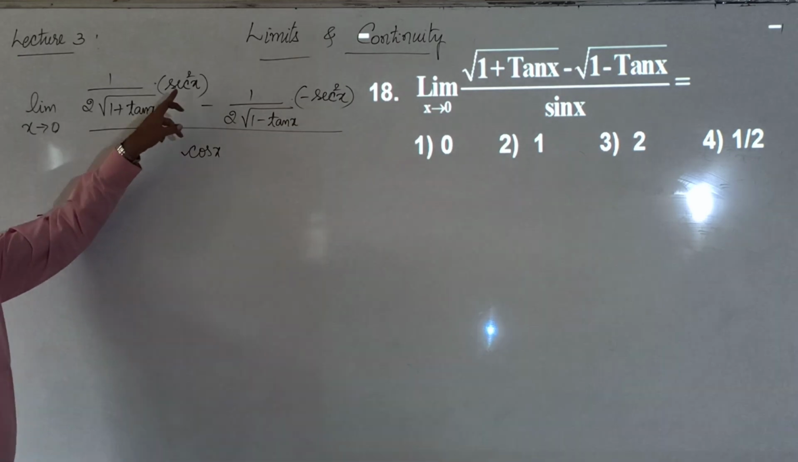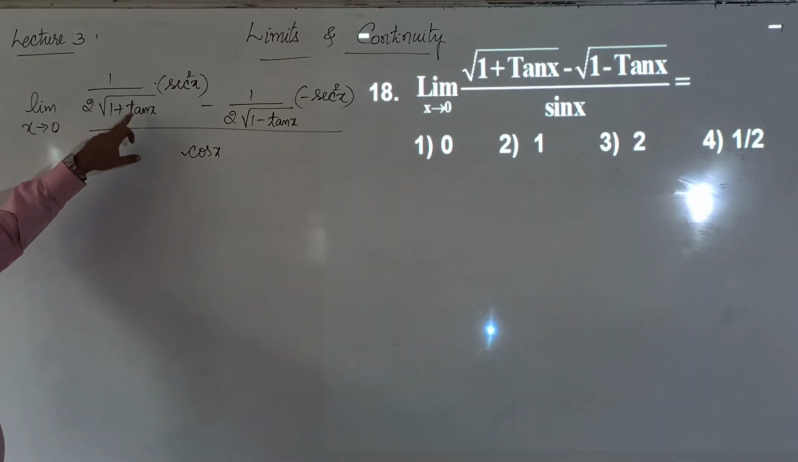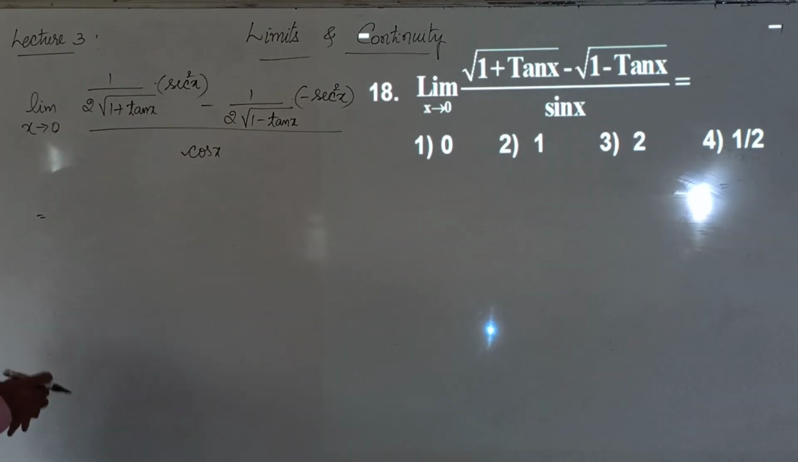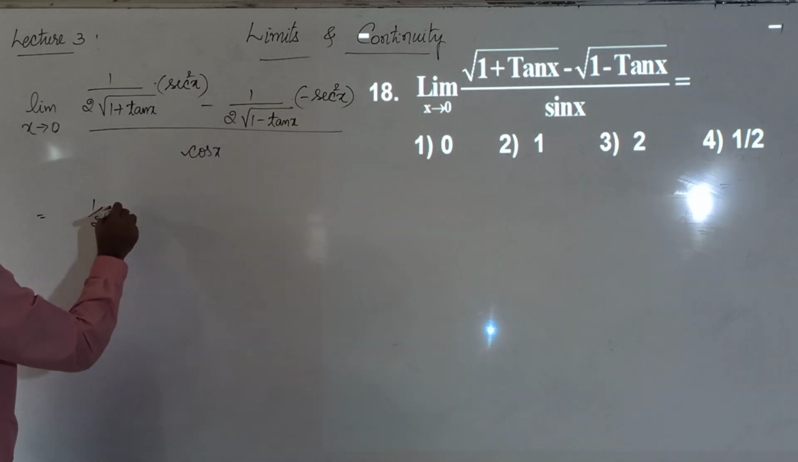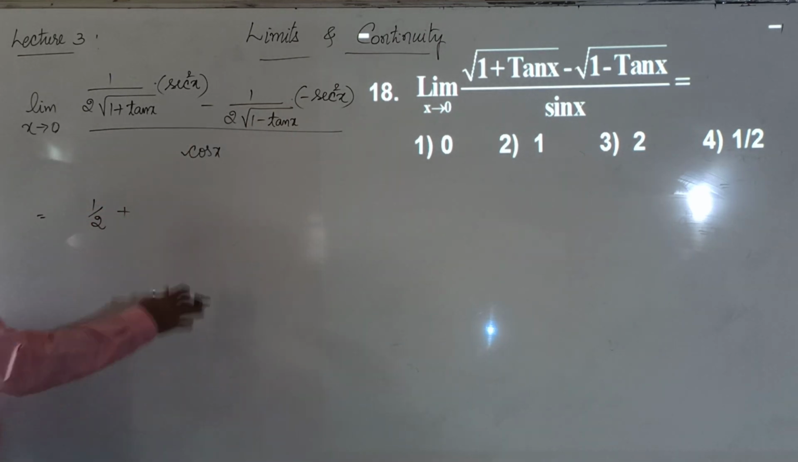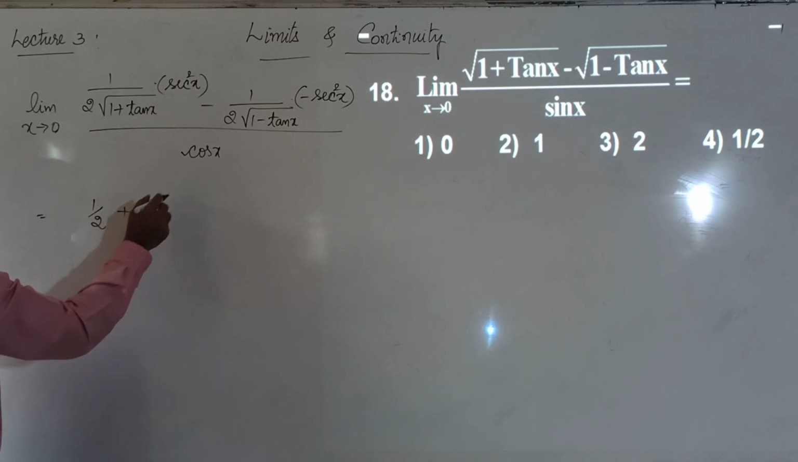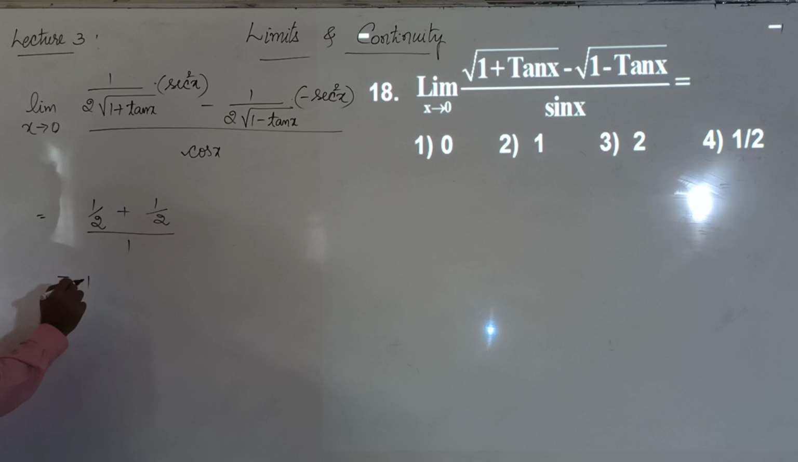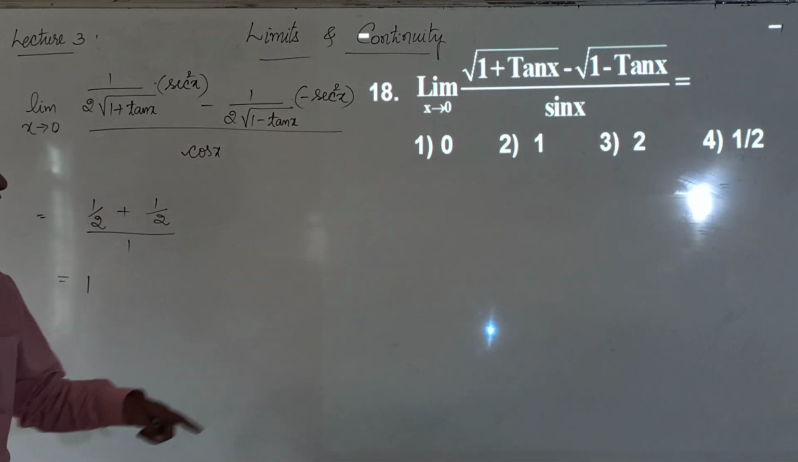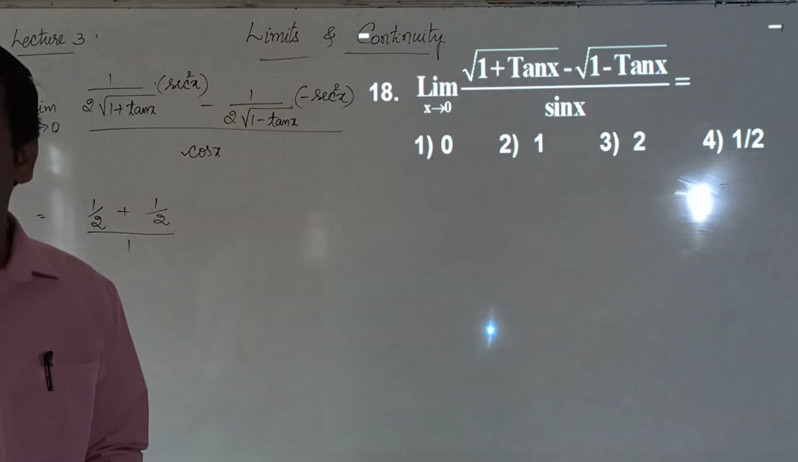Secant square 0 is 1, tan 0 is 0, 1 plus 0 is 1, 2 into root 1, root 1 is 1. So 1 by 2, minus, minus into there is another minus, so it will become plus. Secant square 0 is 1, tan 0 is 0, so we get 1 by 2 there, cos 0 is 1, answer is 1. 1 by 2 plus 1 by 2, 1 is the answer, which is the second option.